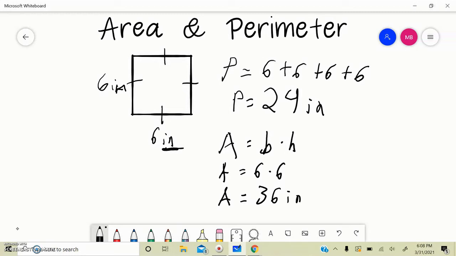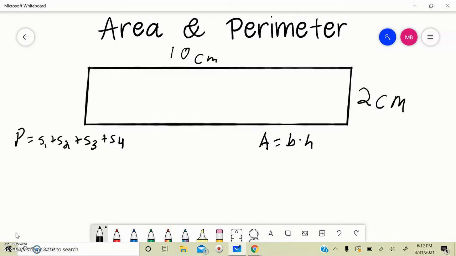Now these are more advanced. You'll worry about this more in algebra and in high school. But our units are squared because we multiplied them together. So area is 36 inches squared. Let's take a look at another problem.